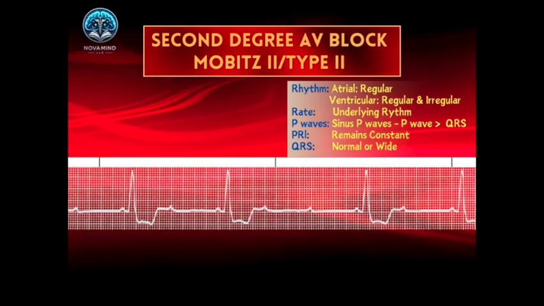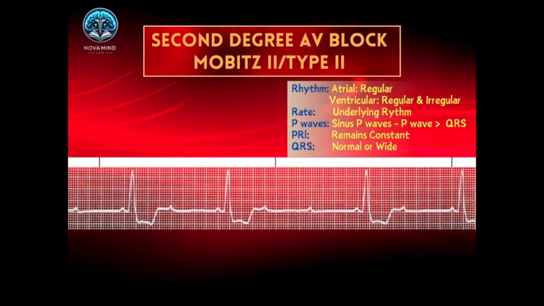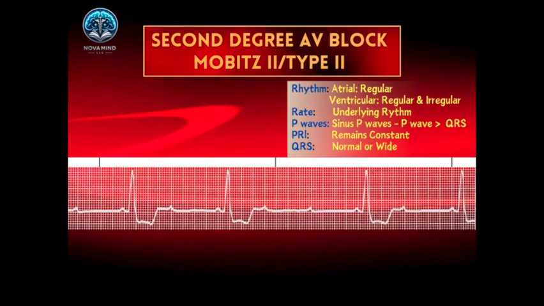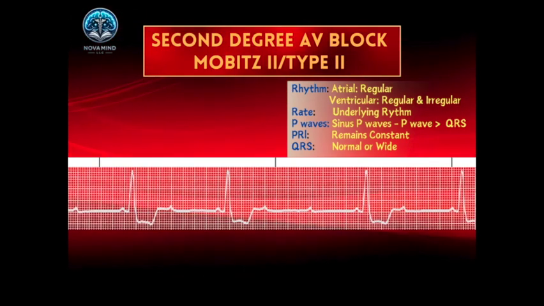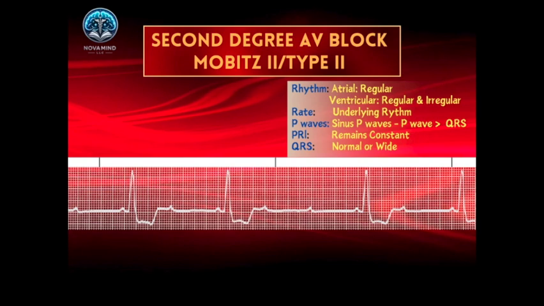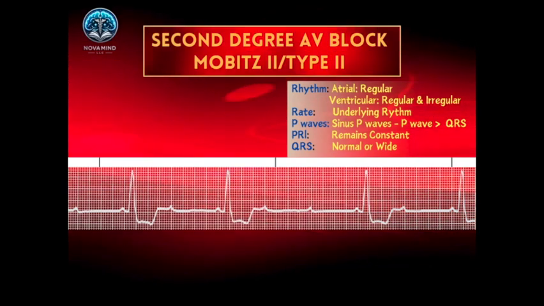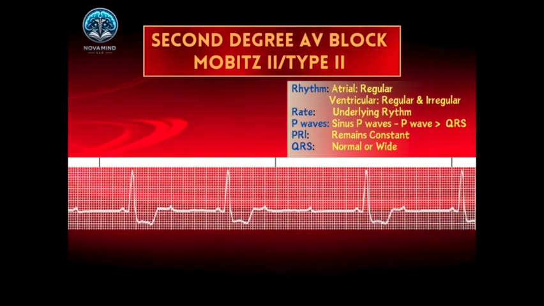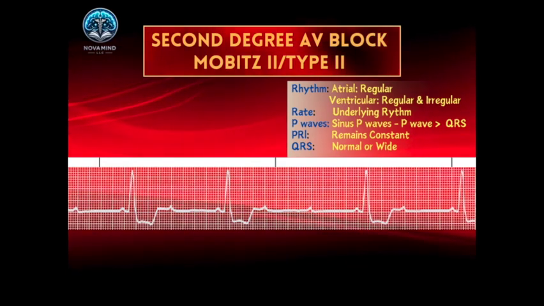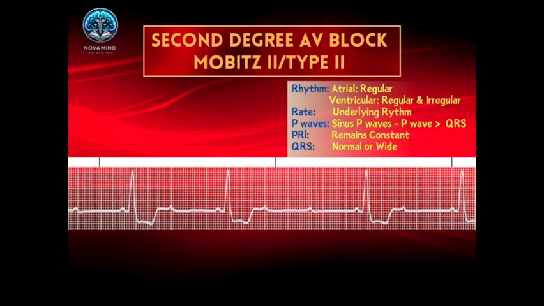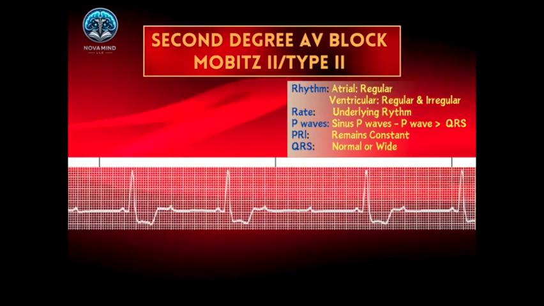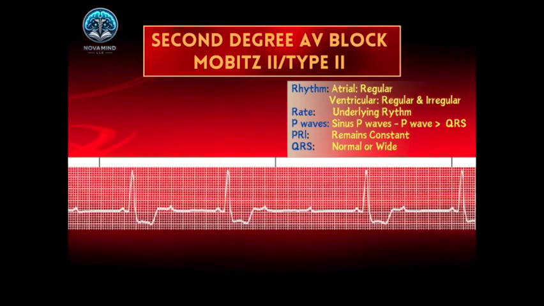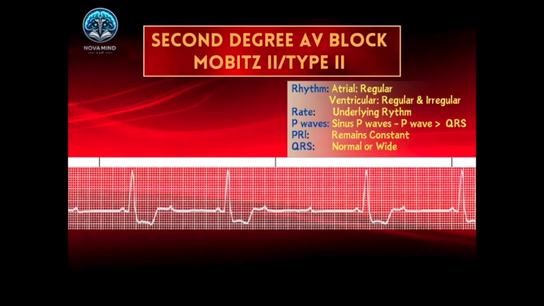The QRS complex. The QRS complex can vary in width depending on where the block occurs. If the block is higher up in the AV node, the QRS may be narrow. However, in most cases, Mobitz II is associated with a block lower in the conduction system, often resulting in a wide QRS complex, which can indicate an involvement of the bundle branches and a more serious prognosis.